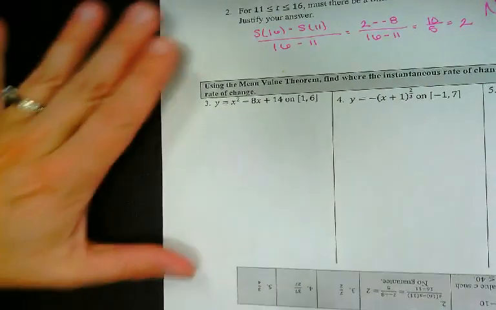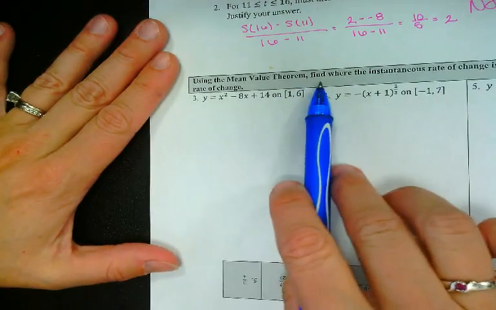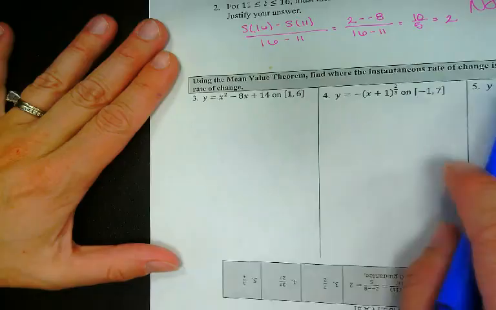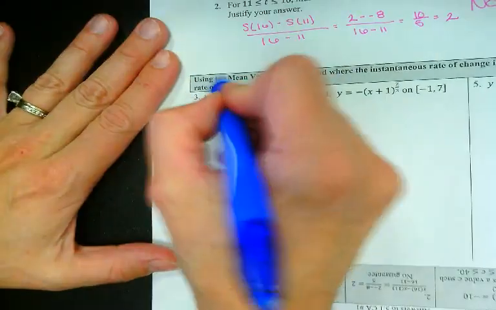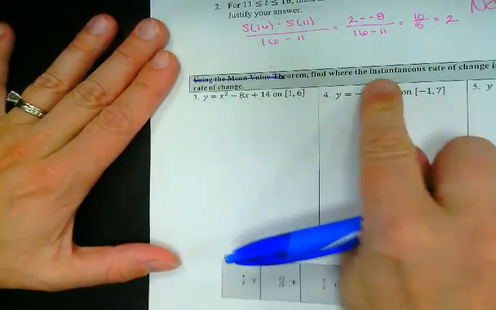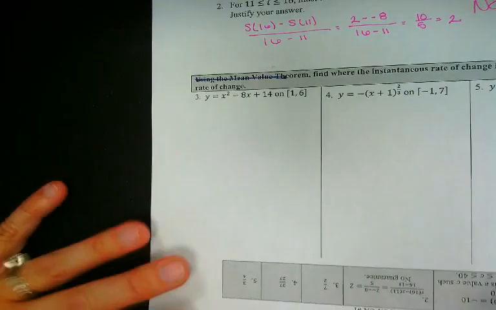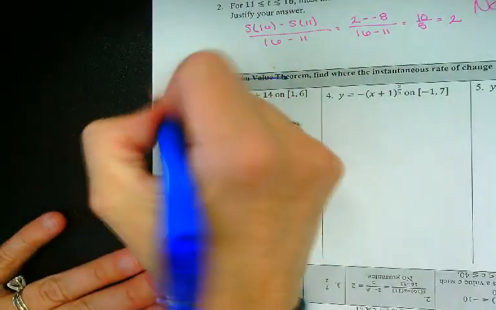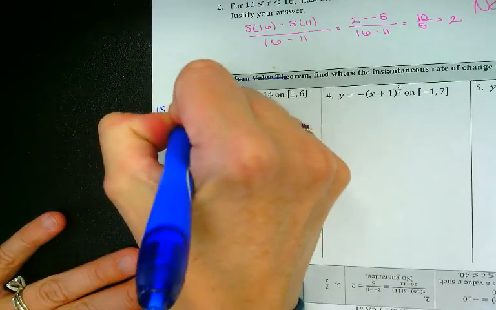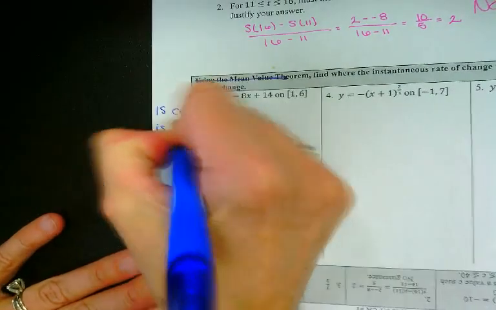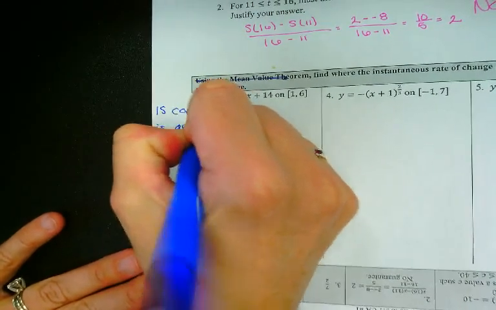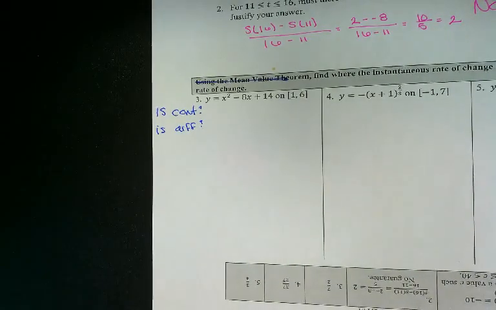Okay, so let's take a look at example 3. Use the mean value theorem and find where the instantaneous rate of change equals the average rate of change. Sometimes they'll leave that part out and say find when the instantaneous equals the average, and we've got to recognize that as the mean value theorem. So there are 2 things you have to check off first. First, is the function continuous, and is it differentiable? Because if your answer is no to those, then this is a waste of time.